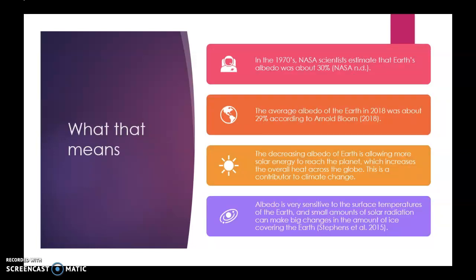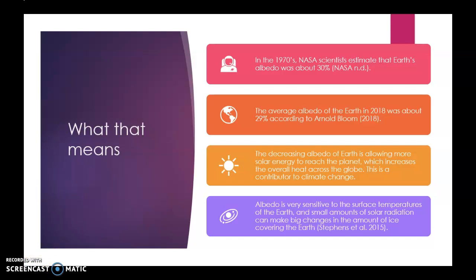So what this means in regards to the Earth: in the 1970s, NASA scientists estimate that Earth's albedo was about 30%. They're estimating it because at the time they weren't measuring albedo, so they had to use information and knowledge from that time to get these numbers. In 2018, the average albedo of the Earth was about 29%, according to Arnold Bloom. This means that the average albedo of the Earth is decreasing.